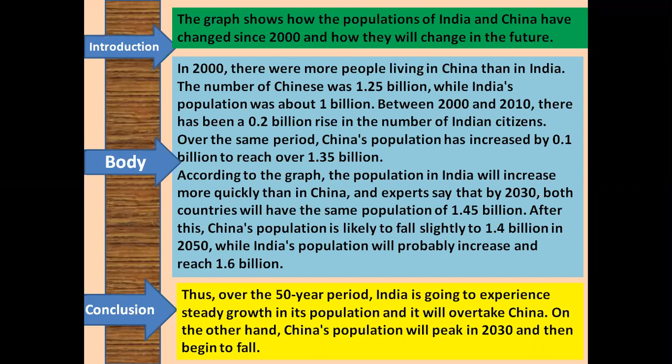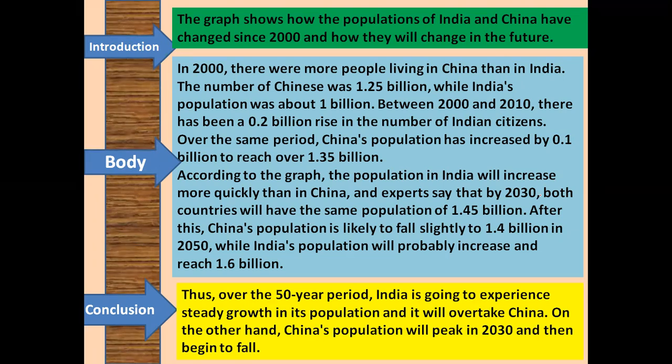Yes, China's population is likely to fall slightly to 1.4 billion in 2050, while India's population will probably increase and reach 1.6 billion. So what conclusion do you arrive at? Thus, over the 50-year period, India is going to experience steady, fast growth in its population, and it will overtake China. If this kind of situation persists, then what is going to take place?